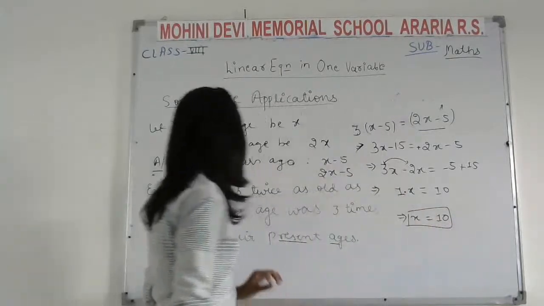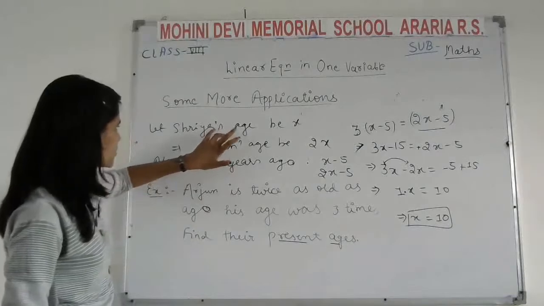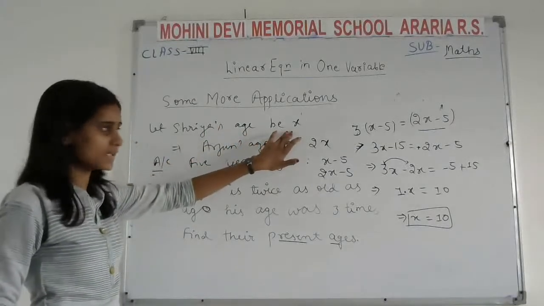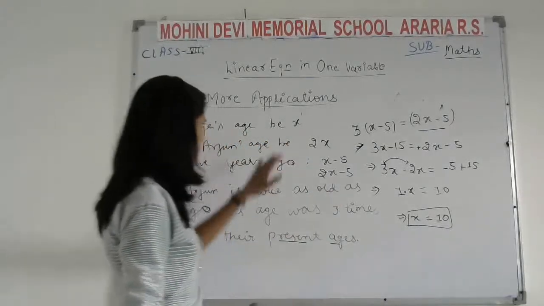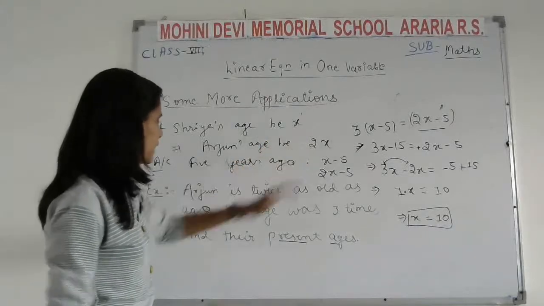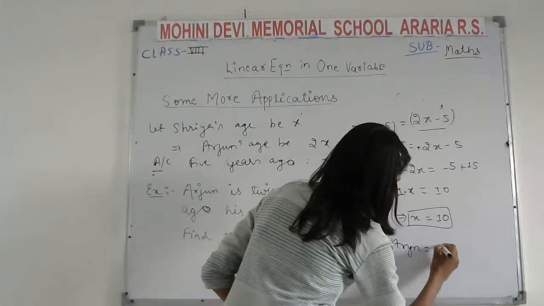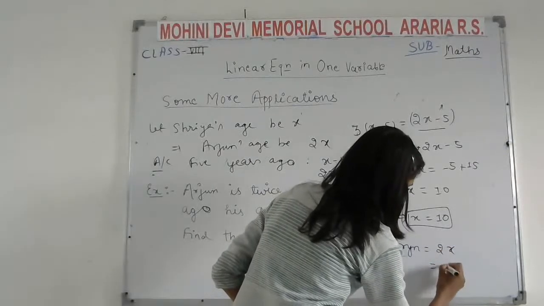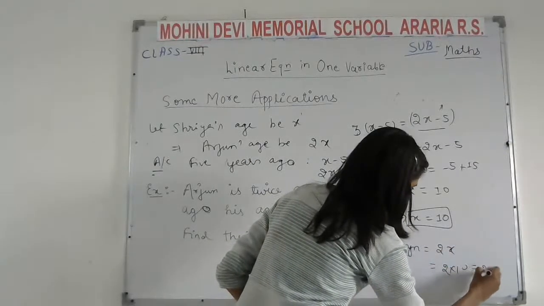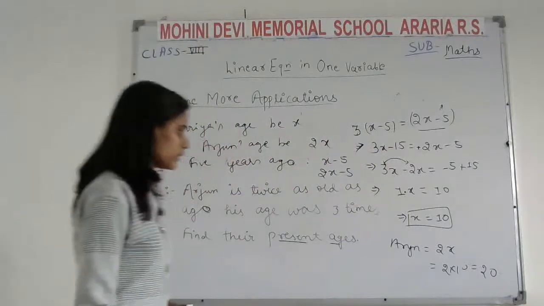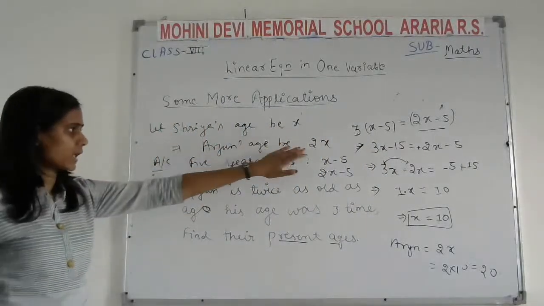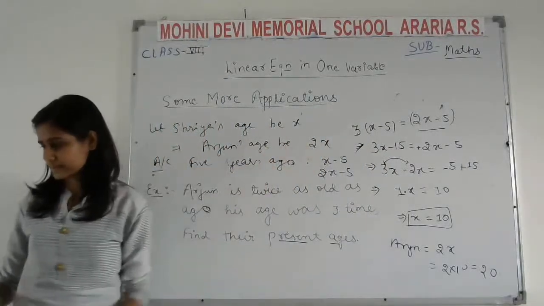So we have considered that Shreya's present age will be x. So Shreya is now 10 years old and Arjun will be, since Arjun is 2 times Shreya's age, 2 times 10, which is equal to 20. Got it? Shreya is 10 years old and Arjun is 20 years old.